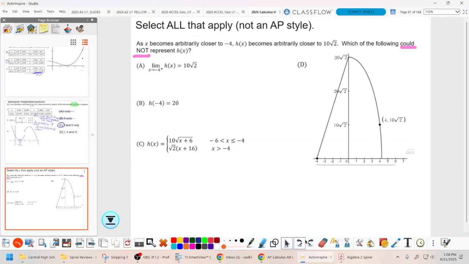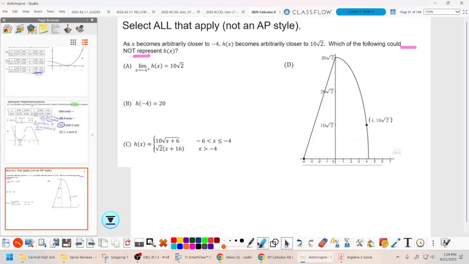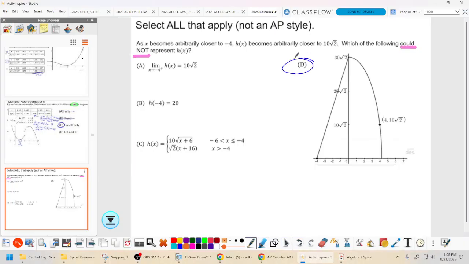Alright, do we all agree that it's definitely not D? D definitely isn't going to work, right? Our limit as x approaches 4 over there is nowhere near 10 root 2. Okay. Let's go through the others in order. So the limit as x approaches negative 4 from the right is 10 root 2. Could that still be that the limit overall is 10 root 2? Yeah, so we don't want to select that one because this could not represent it.